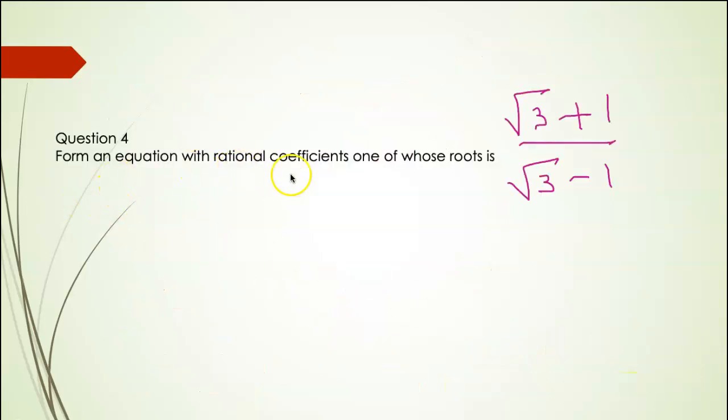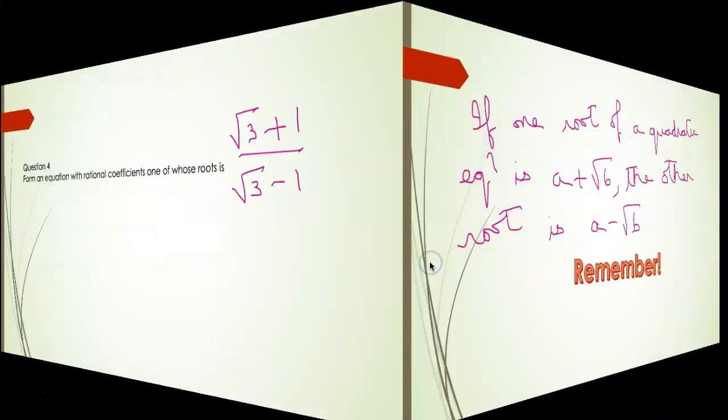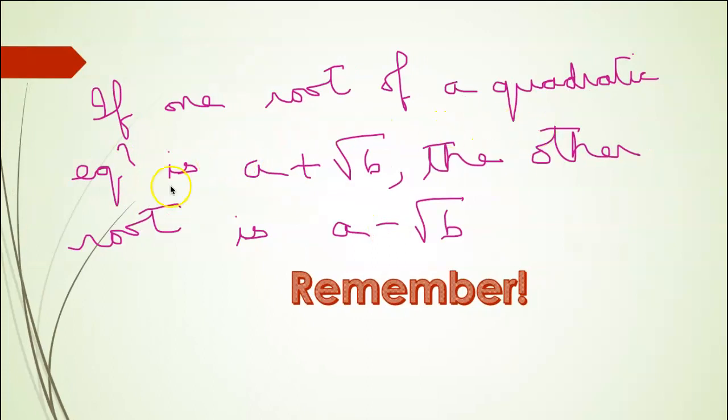Now form an equation with rational coefficients, one of whose roots is root 3 plus 1 by root 3 minus 1. So if one root of a quadratic equation is a plus root b, the other root is a minus root b. This is something you need to remember.